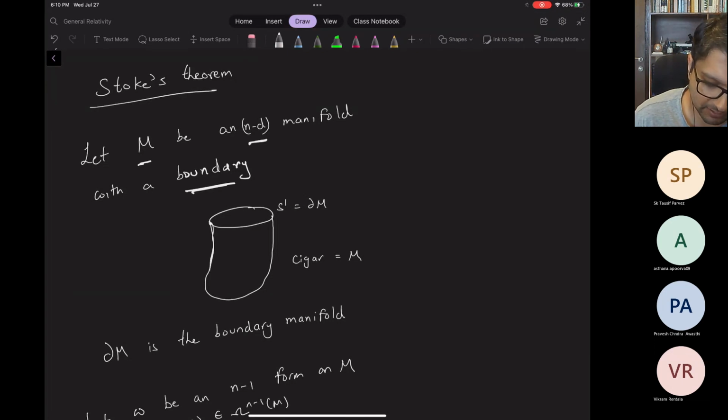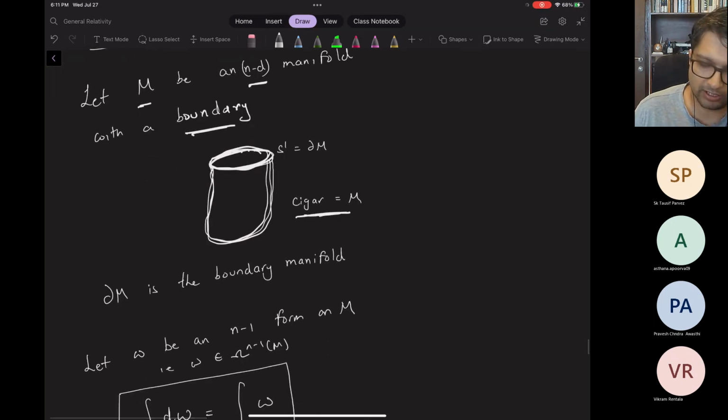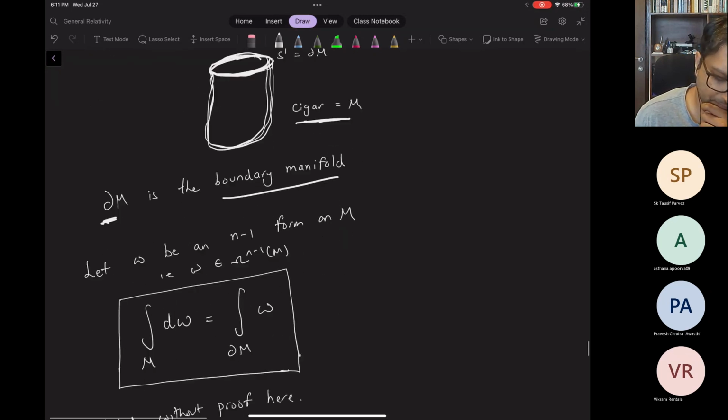So imagine a cigar type shape with a boundary now. This boundary is a circle. So S1 is the boundary of this manifold. The cigar is the manifold, this circle is the boundary. Till now we've not defined manifolds with boundaries, right? We always worked with open sets so that the boundary is not part of the manifold, but now we define a manifold with a boundary. This partial M is the boundary manifold.